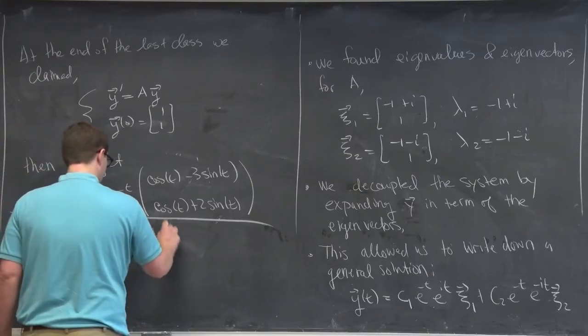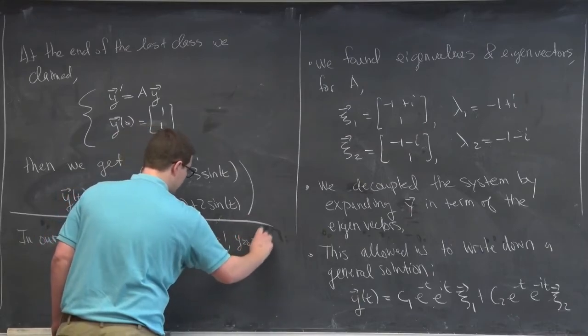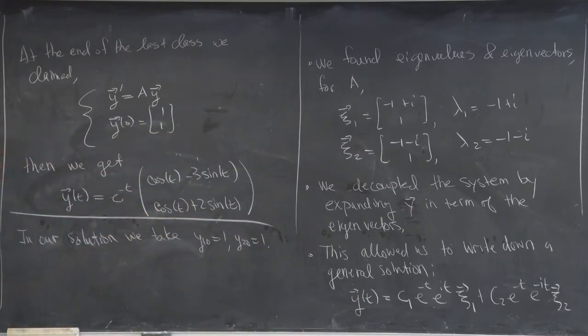We take y10 is equal to 1 and y20 is equal to 1. And we're going to check that it's nice. Okay? So let's actually write out what this is.